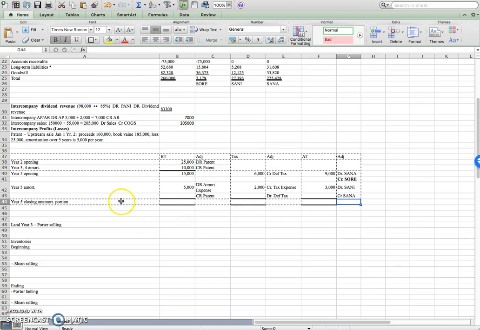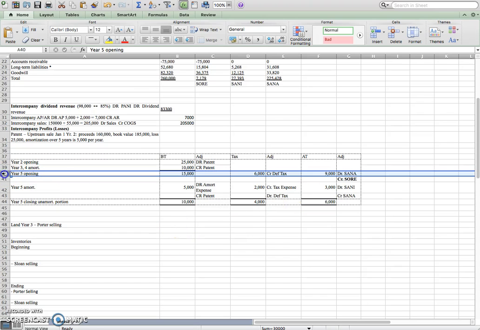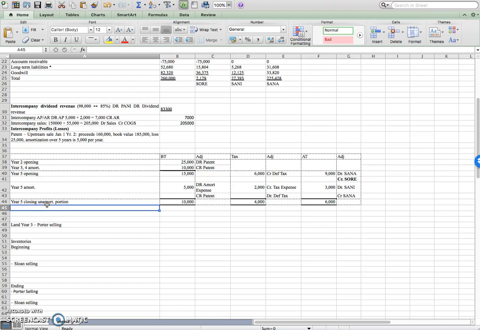So now we have the year 5 at closing, which is going to be the difference between the 15 and the 5, and also the 6 and the 2. And last but not least, the 9 less the 3. Because remember, that is an opening position, so we technically back that out, and then the closing amount will add it back in.